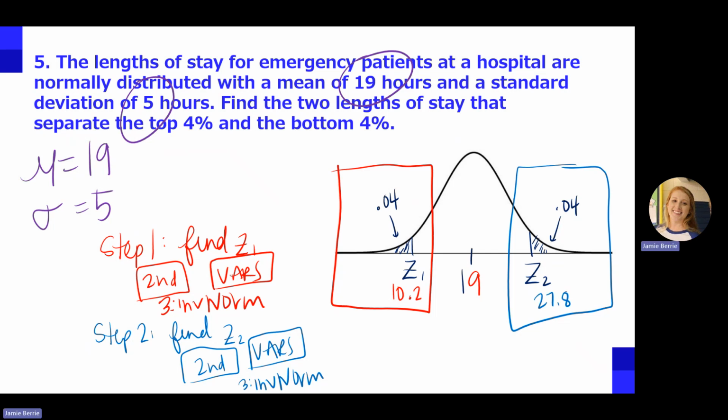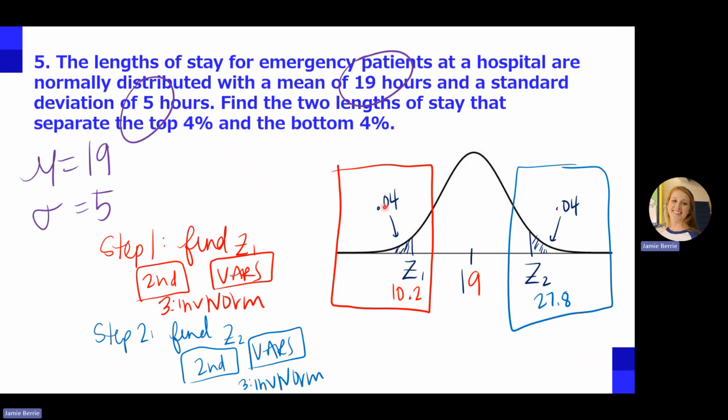So if we interpret this in the context of this problem, you would say the two lengths of stay that separate the top 4% and the bottom 4% are 10.2 hours and 27.8 hours. That's the most extreme case for both scenarios: you're only there for a little bit, or you're there for a long time. Think, 27.8, that's more than a whole day.